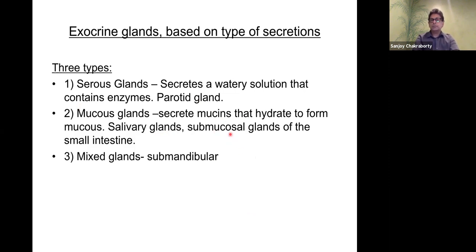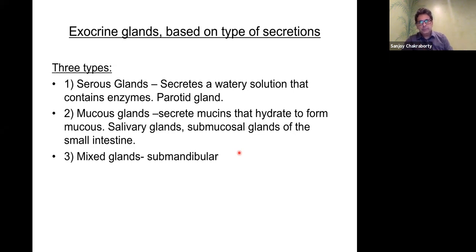Salivary glands, such as submucosal glands, some small intestine submucosal glands, and some salivary glands can secrete like that, mucus glands. And obviously in between is called mixed gland. So mixed gland produces neither too watery nor too thick kind of solution. So there are three types: serous, mucus, and mixed glands. That's it. This is epithelial tissue.